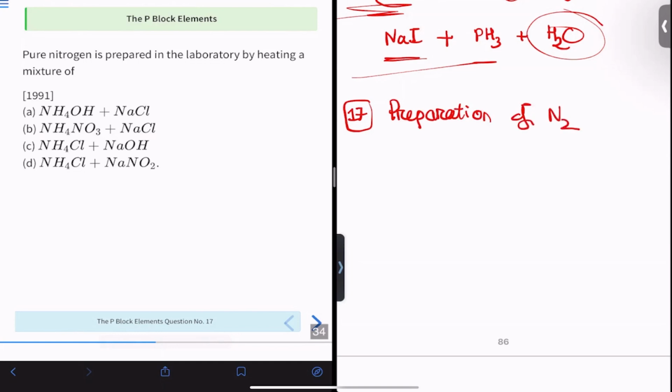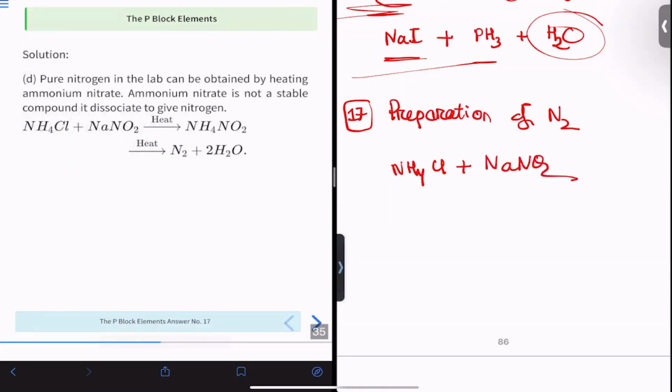it is clearly mentioned in NCERT that if you want to prepare pure nitrogen, you can react NH4Cl with NaNO2. You can react ammonium chloride with sodium nitrite and heat the compound. It will give rise to ammonium nitrite first. Then again, when you heat it, it will give rise to pure nitrogen with water.